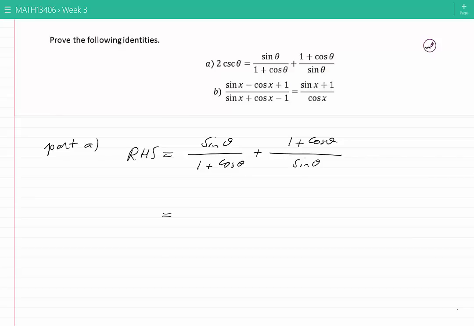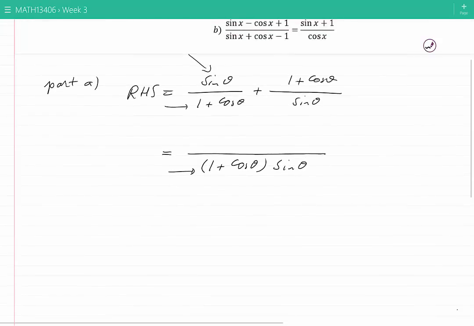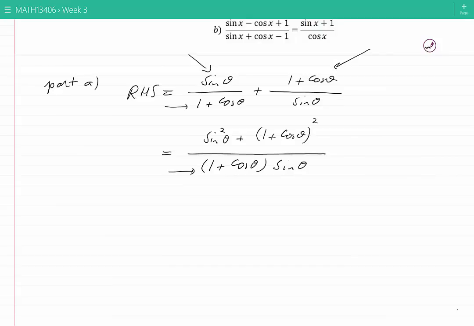So we try this possibility. The common denominator is 1 plus cos theta times sine theta. Now 1 plus cos theta times sine theta, the common denominator, divided by 1 plus cos theta is sine theta, multiplied into sine theta, that gives us sine squared theta, plus, now the common denominator divided by sine theta is 1 plus cos theta, times 1 plus cos theta, it is 1 plus cos theta as a whole squared.